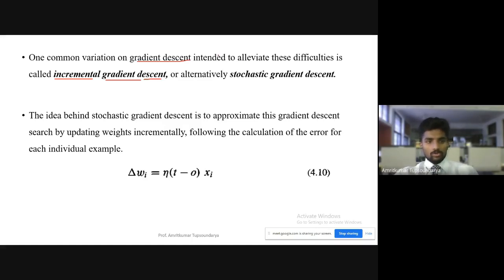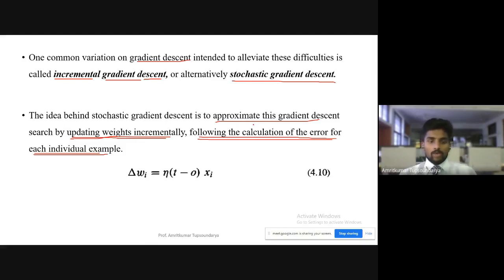And it is also known as stochastic gradient descent. So stochastic is actually the combination of a random probability distribution, right? Using statistics basically. The whole idea behind this is to approximate the gradient descent search by updating weights incrementally, following the calculations of the error for each individual example. Now, this definition is very important. This is the actual idea behind the stochastic gradient descent.